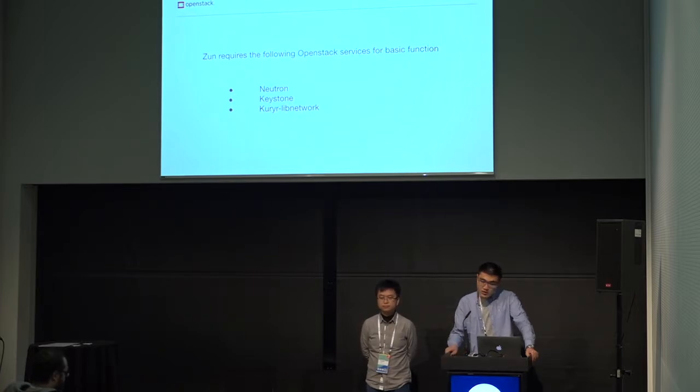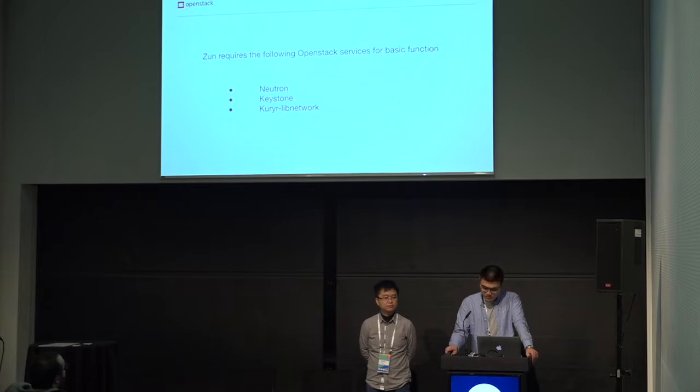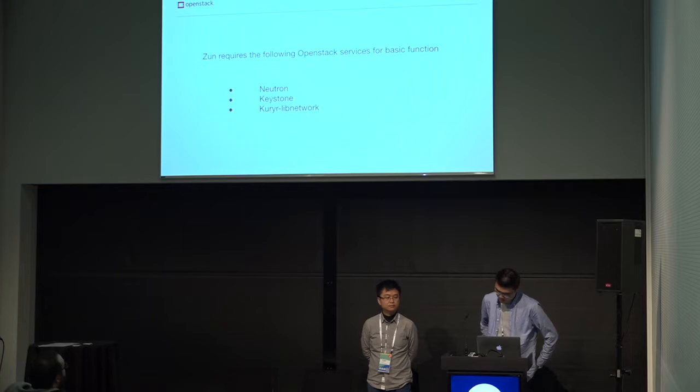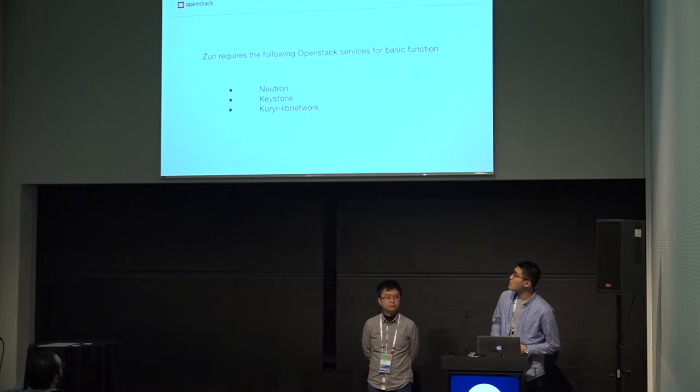And you can see the OpenStack services that we require for the basic function: Neutron, Keystone, and Kuryr-libnetwork. Neutron provides the network service for Zoom. So when you use Neutron, Neutron functions such as security groups can also be used in the Zoom container. And Keystone, we can use it like Nova. And Kuryr-libnetwork is a plugin that can connect the container network and Neutron.